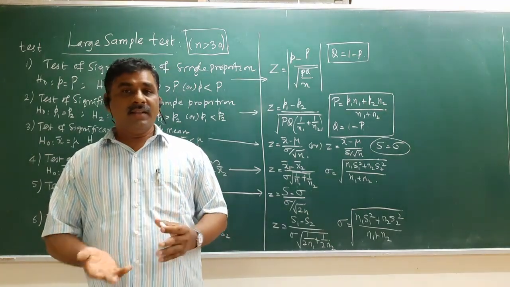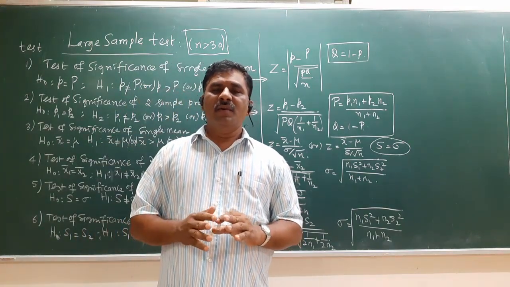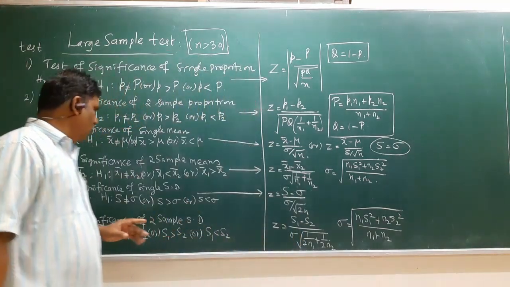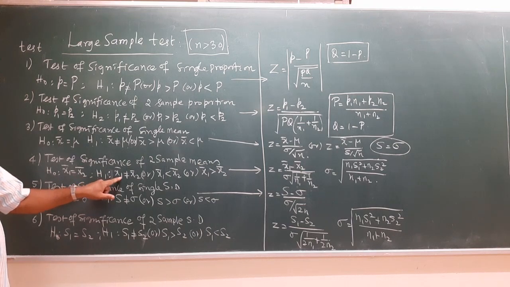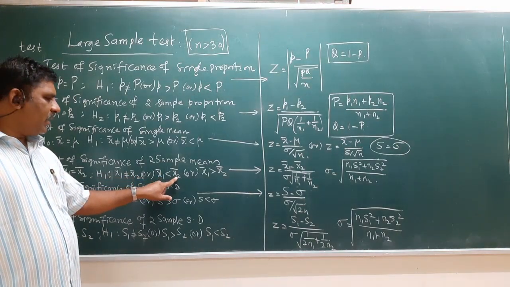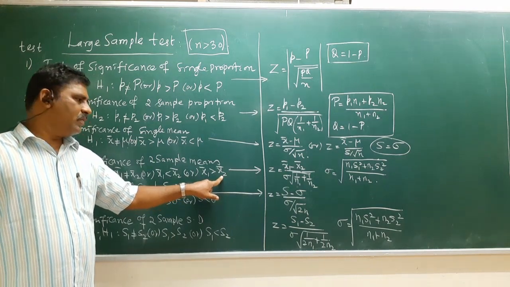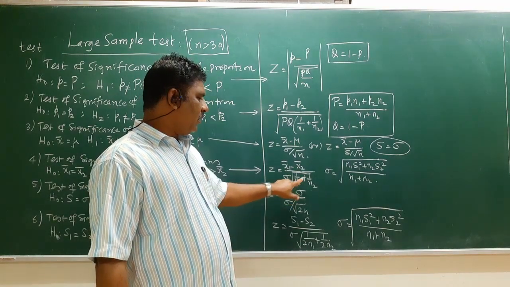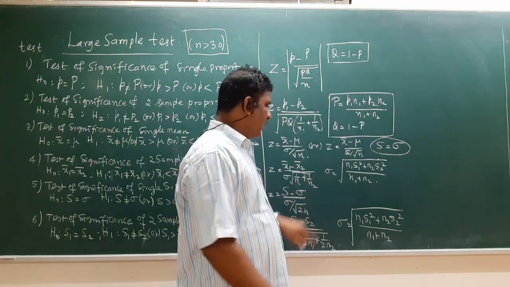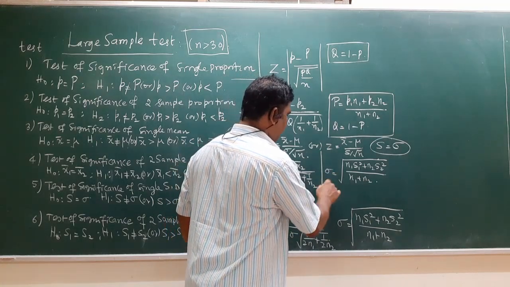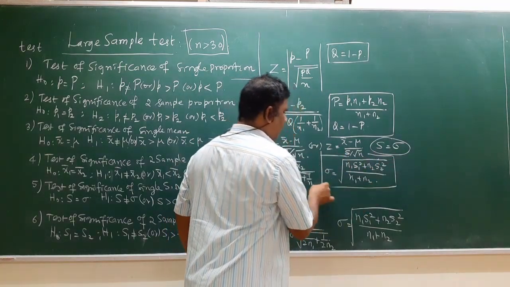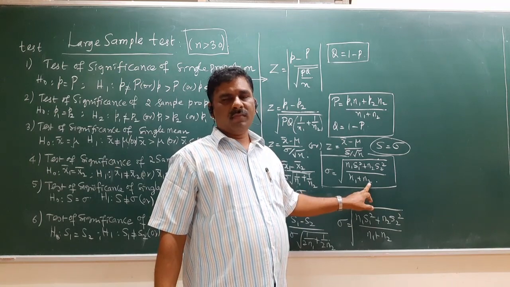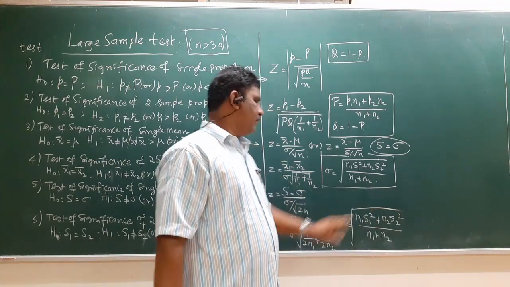But writing the alternative hypothesis is very important to decide whether the test is a one tail test or a two tail test. Understand? Now H1 is x1 bar not equal to x2 bar, x1 bar less than x2 bar, or x1 bar greater than x2 bar. What is the respective test statistic? x1 bar minus x2 bar divided by sigma into square root of 1 by n1 plus 1 by n2. So what is sigma here? That sigma is square root of n1 s1 square plus n2 s2 square by n1 plus n2. It is a very important formula.